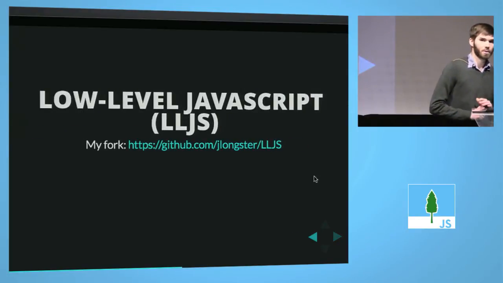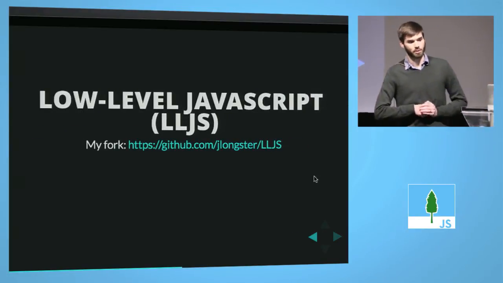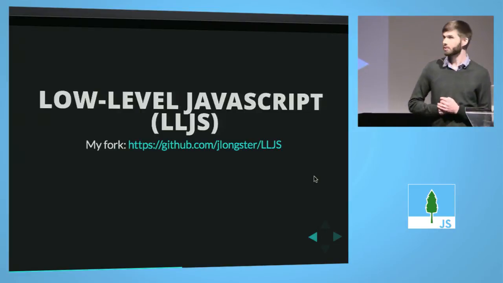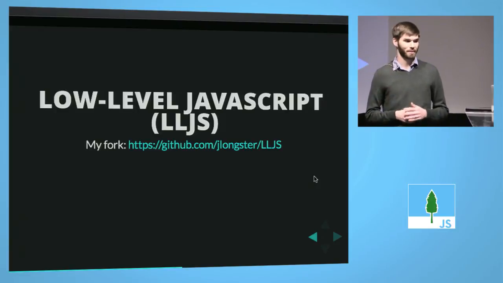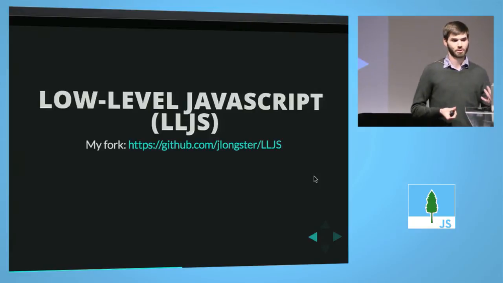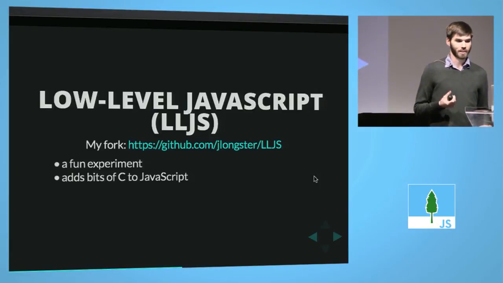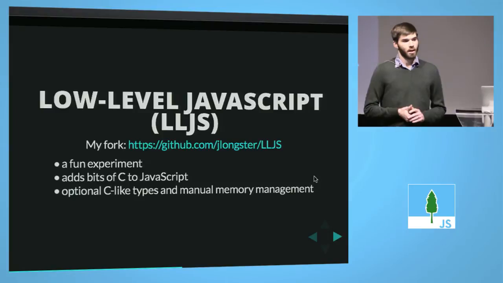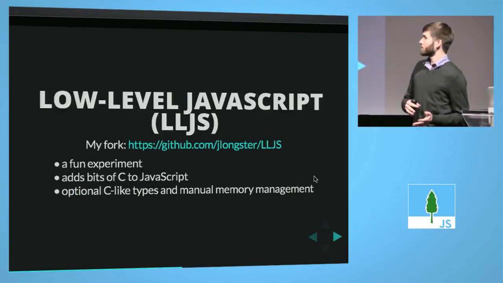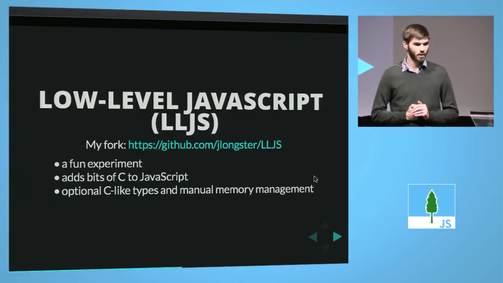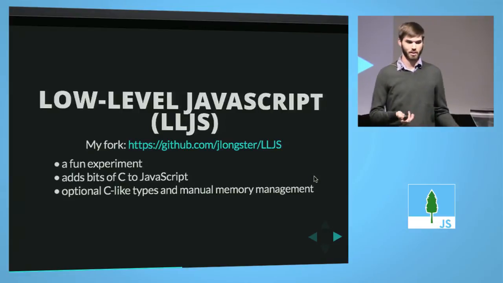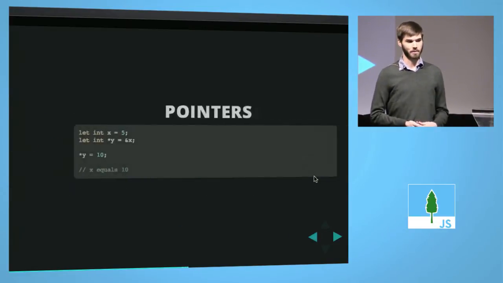But about a year ago, another project that came out of the Mozilla research group was LLJS, and it's called Low-Level JavaScript. It was released, and as far as I know, after it was released, they kind of stopped working on it. And it was just this kind of interesting, fun experiment. It adds bits of C to JavaScript. So essentially there's optional C-like types and manual memory management. And I got involved with this several months after they released it because I saw nothing was really being done. I was interested in it, so I just started playing around with it.